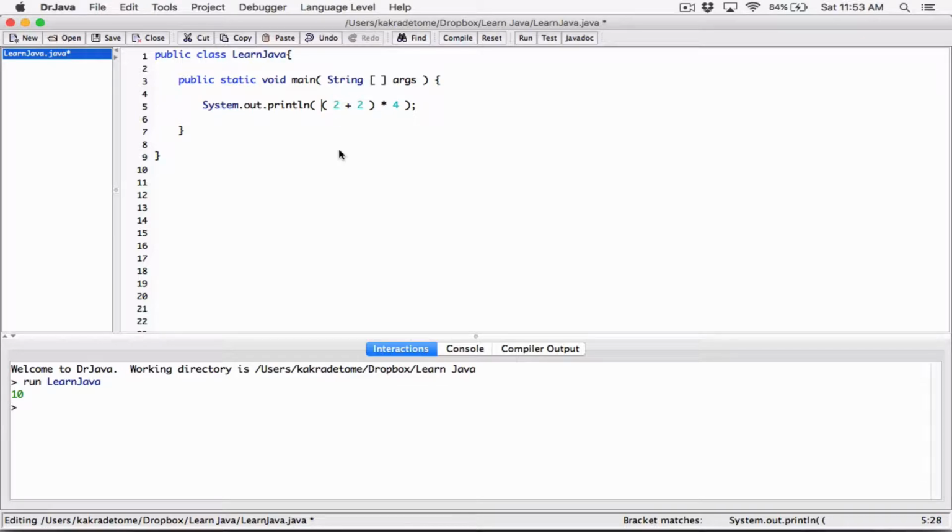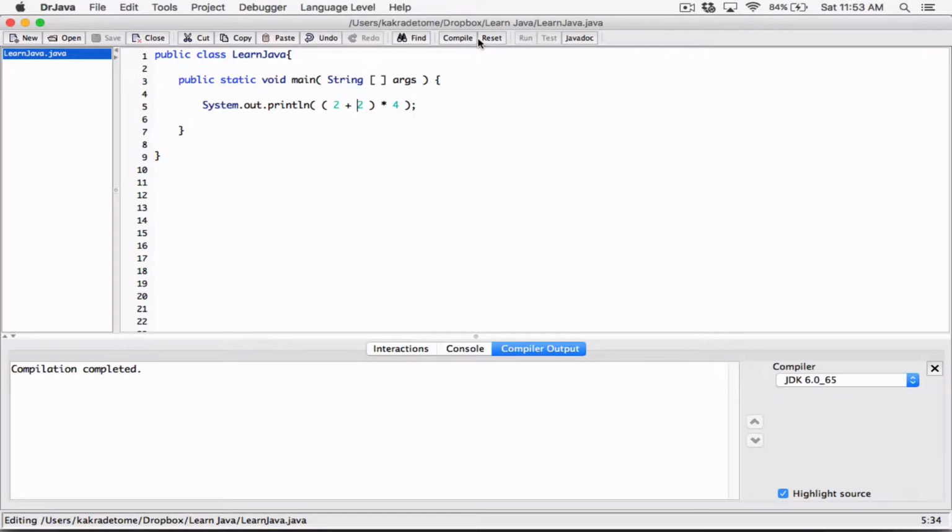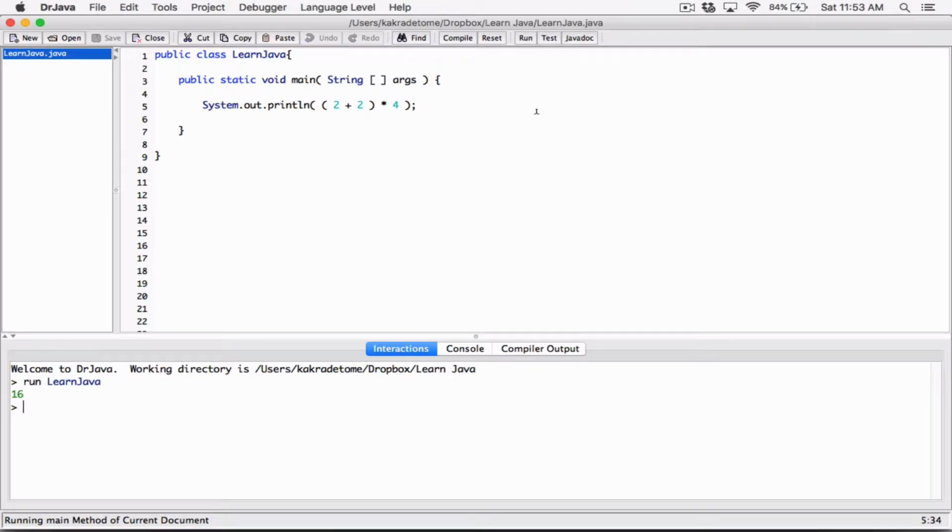It's saying that, okay, I know that the multiplication sign has a higher precedence than the addition sign, but because I've surrounded this with parentheses, go ahead and give this a higher precedence. Do this first before you multiply by 4. So it's then going to add 2 to 2, which gives us 4, and 4 times 4 will give us 16. And so when we compile this and we run it, we get 16. And so we have basically more precedence.